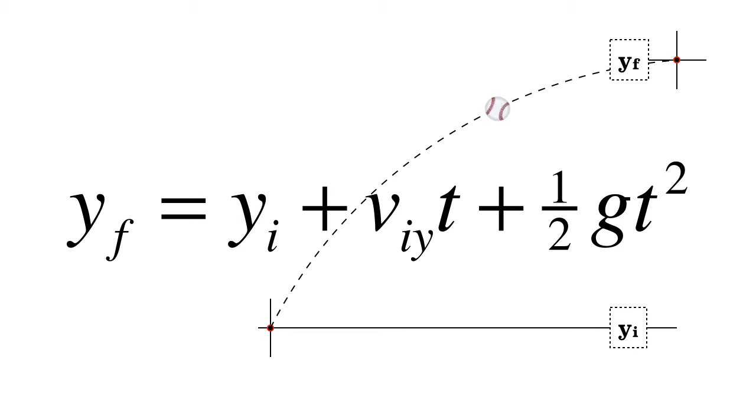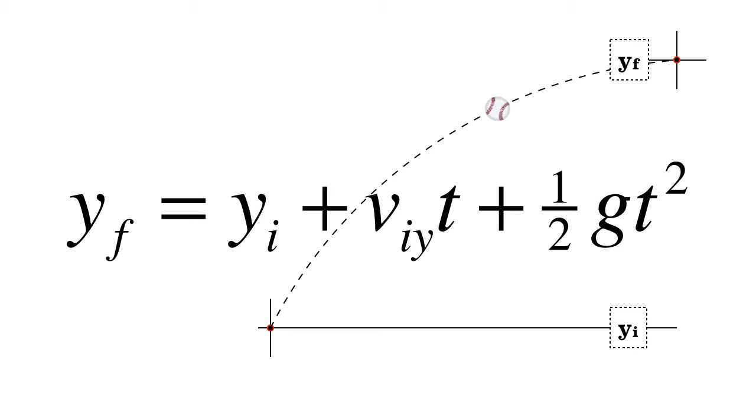The other formula is the x coordinate, x subscript f equals x_i plus v_ix times t. That's it. Because the x motion has no acceleration. Gravity is only downward. There's no such thing as horizontal gravity. So the easy part of the trajectory of a baseball, cannonball, water balloon, whatever you've got, as long as it's in free fall, the easy part is the horizontal part. That's just a distance triangle, or excuse me, distance rectangle.